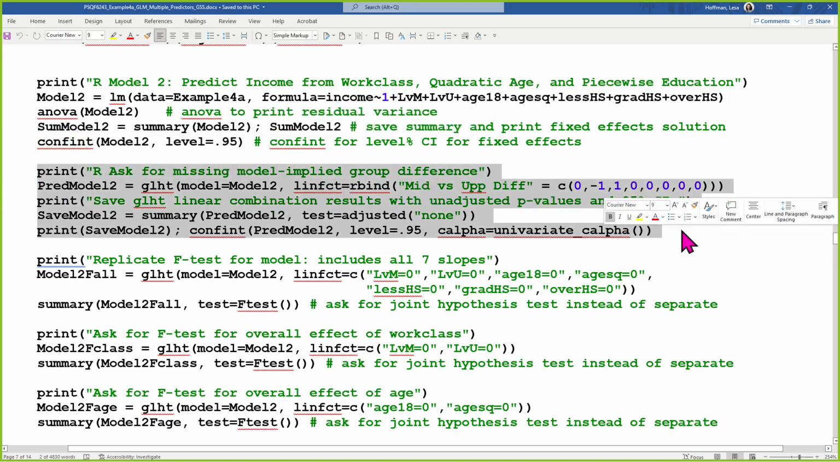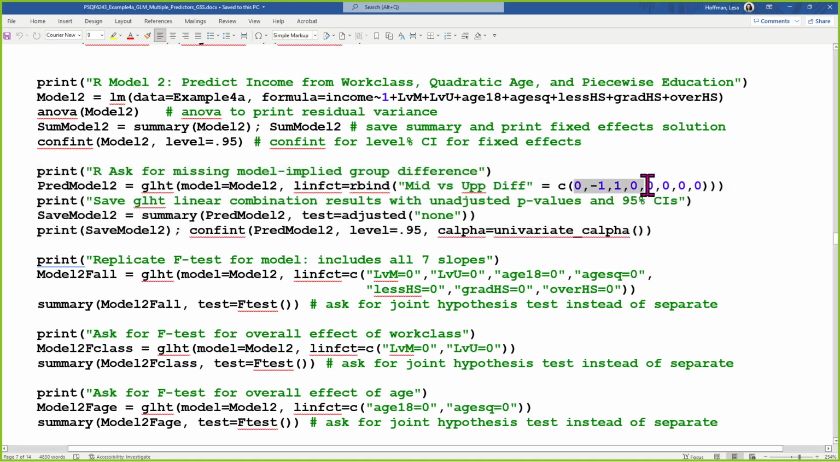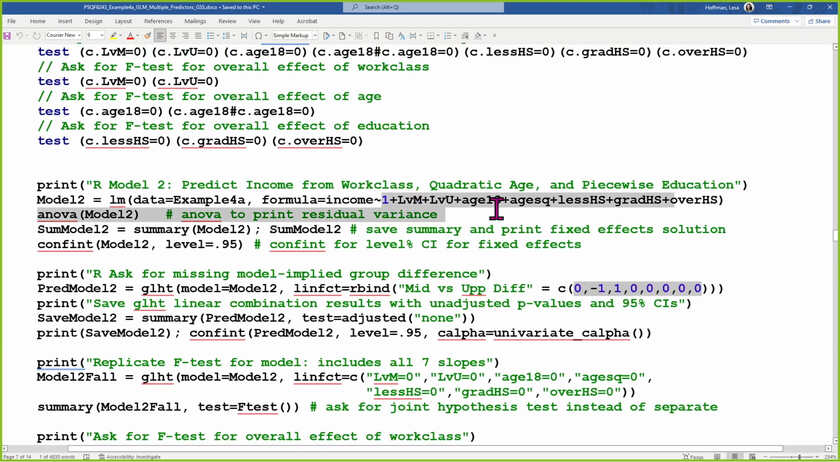This chunk right here is getting the pairwise contrast for the non-reference groups for work class, middle versus upper. And note this bad boy right here. You look at that and you're like, where did she get that from? This is in the order listed right here. So you have to check your output to make sure that it wrote them in the order that you did, because I have learned that it will sometimes rearrange it in certain circumstances.